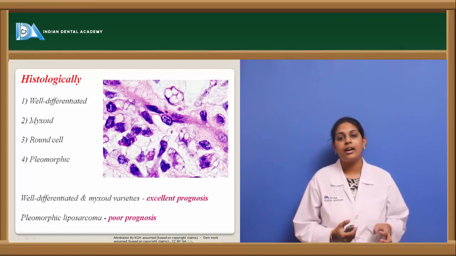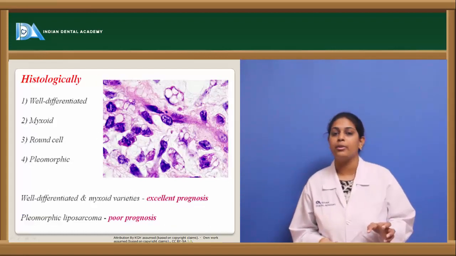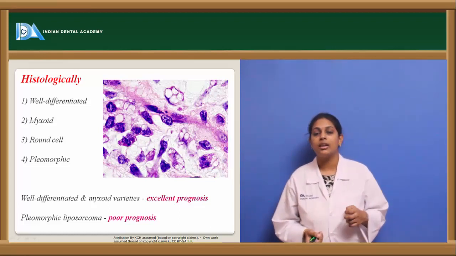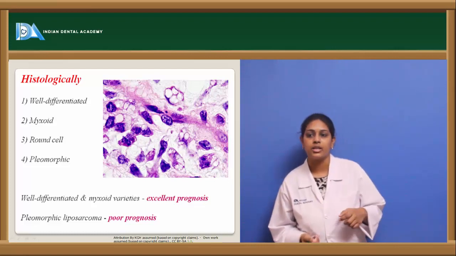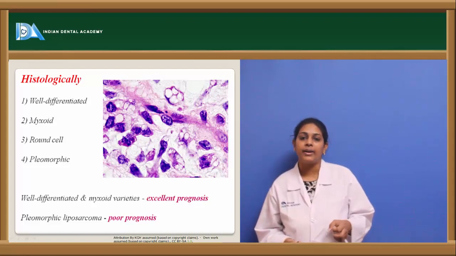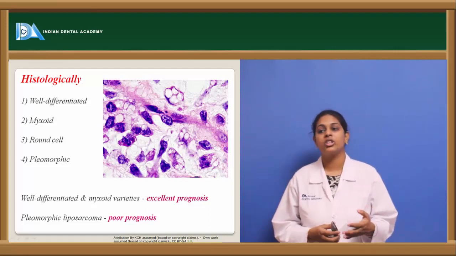When the tumor cells, be it lipoblast cells or mesenchymal cells, give an appearance of round cells, then it is known as round cell liposarcoma. It can be called pleomorphic when they show a wide range of varied morphological structures of the neoplastic cells. So these are certain histopathological pictures.